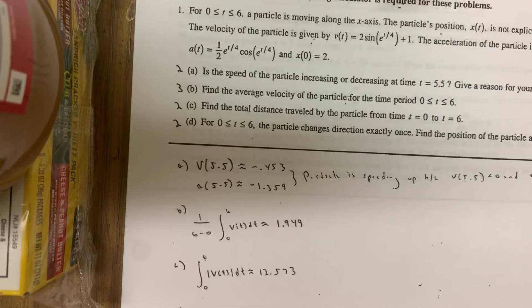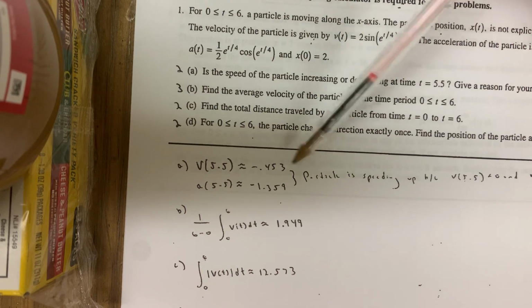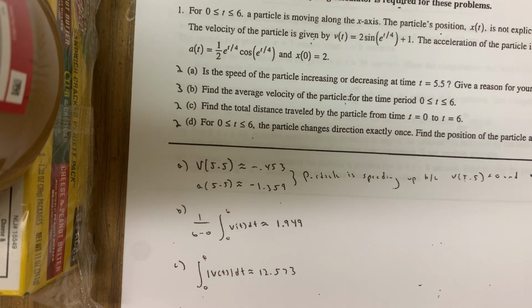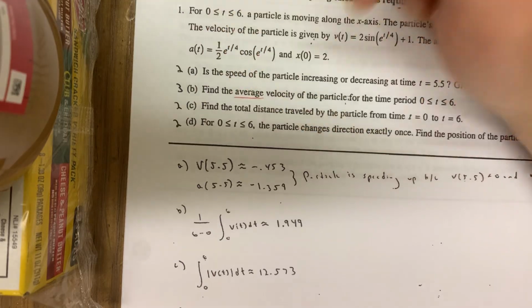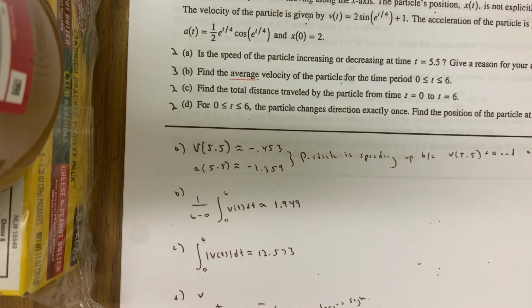2011, more recent. Was anything weird? Let's see. They give you velocity. They give you acceleration. Kind of cool. Initial position. Speed increasing or decreasing. We talked about that. Average velocity. Remember what we used to say? Do you use velocity for average velocity? No, you use position because it's the average rate of change of position.